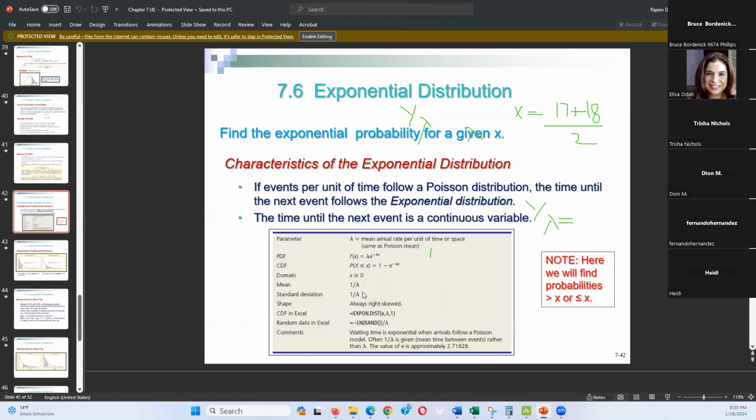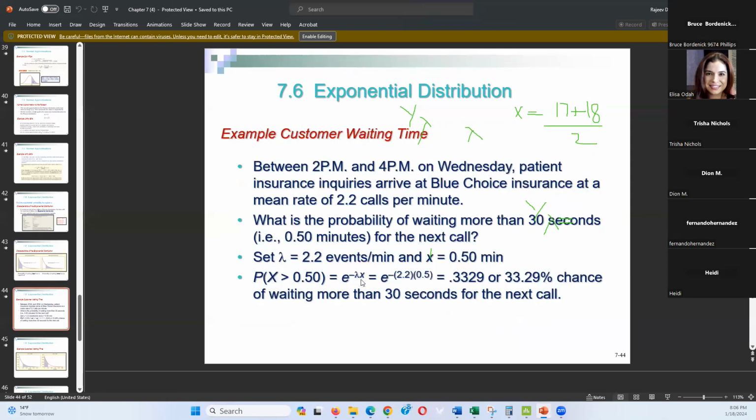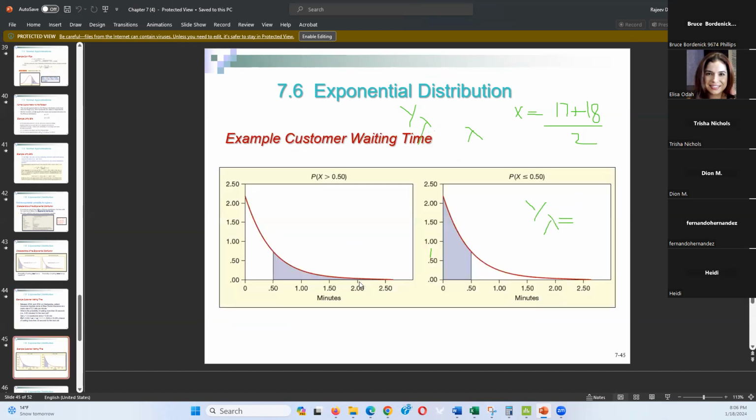So basically, what do we need here? The mean is 1 divided by lambda. Lambda is given, and we need to convert it into 1 by lambda, but make sure that we have the same unit of information given and the same unit of information asked. So this is the exponential distribution.